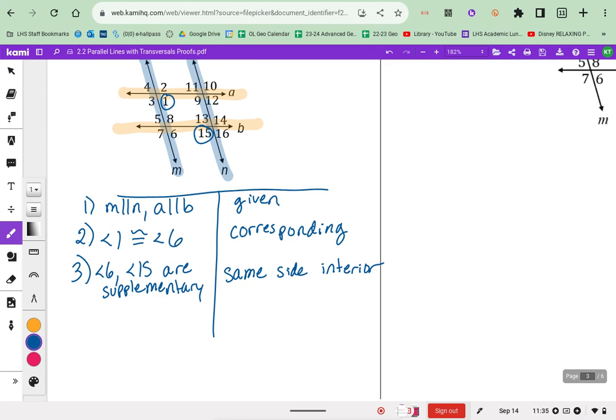All right, so now whenever a word like supplementary shows up in my proof that has a definition, I go ahead and apply the definition because it usually will be helpful. So let's apply the definition of supplementary to step 3 in our next step. So step 4, let's say the measure of angle 6 plus the measure of angle 15 equals 180. And the reason is that's just the definition of supplementary.